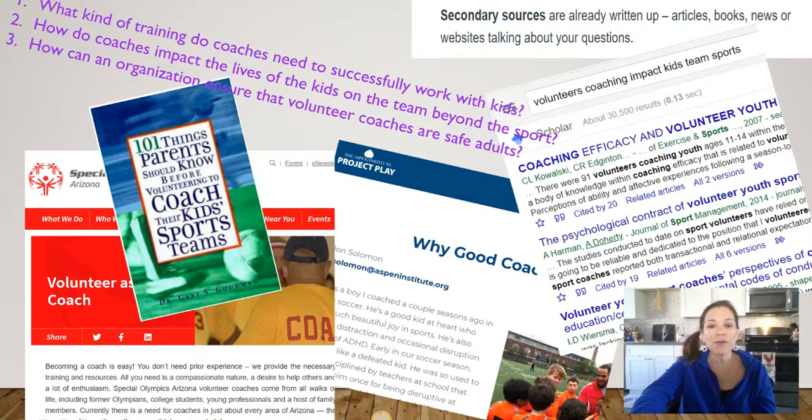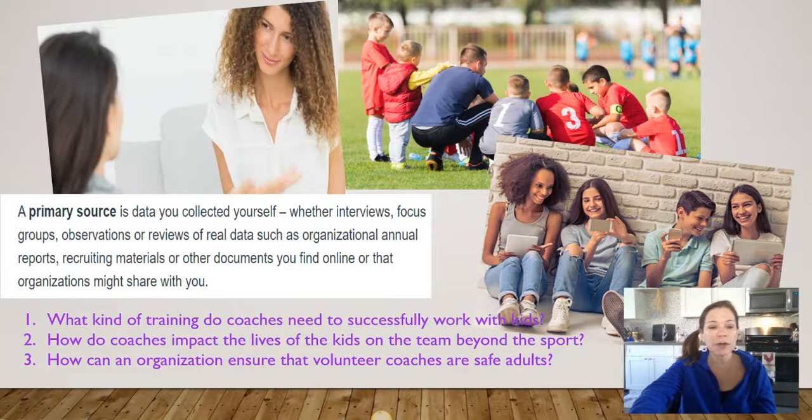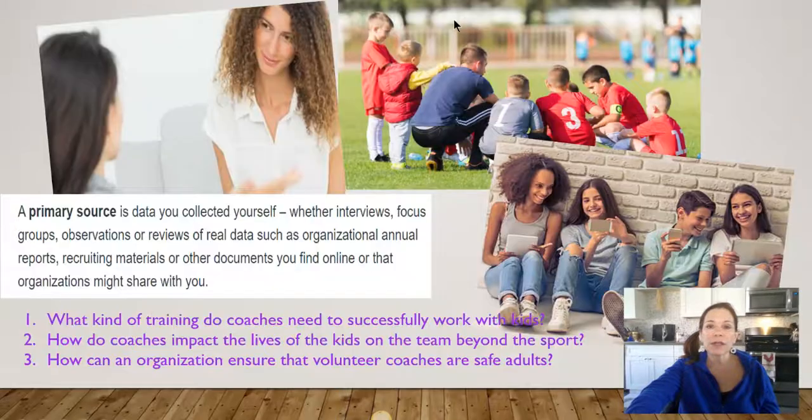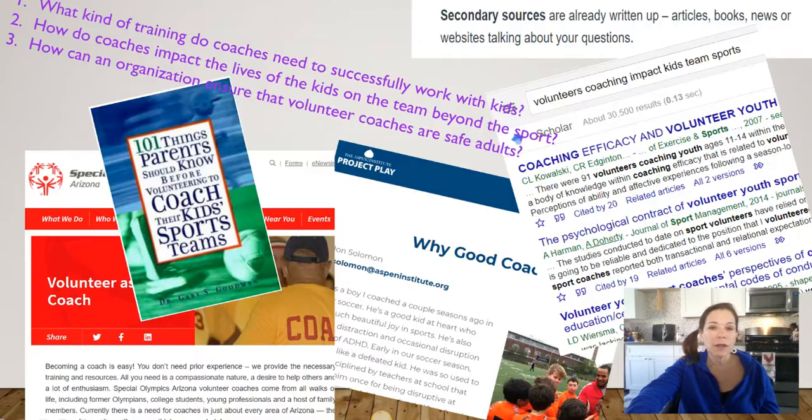Okay, so the first kind of information we need are secondary sources. Secondary sources are already written up. They're articles, books, news, websites that somebody else had similar questions to you, and for whatever reason, they wrote it up. It could be an academic article because somebody was studying it.